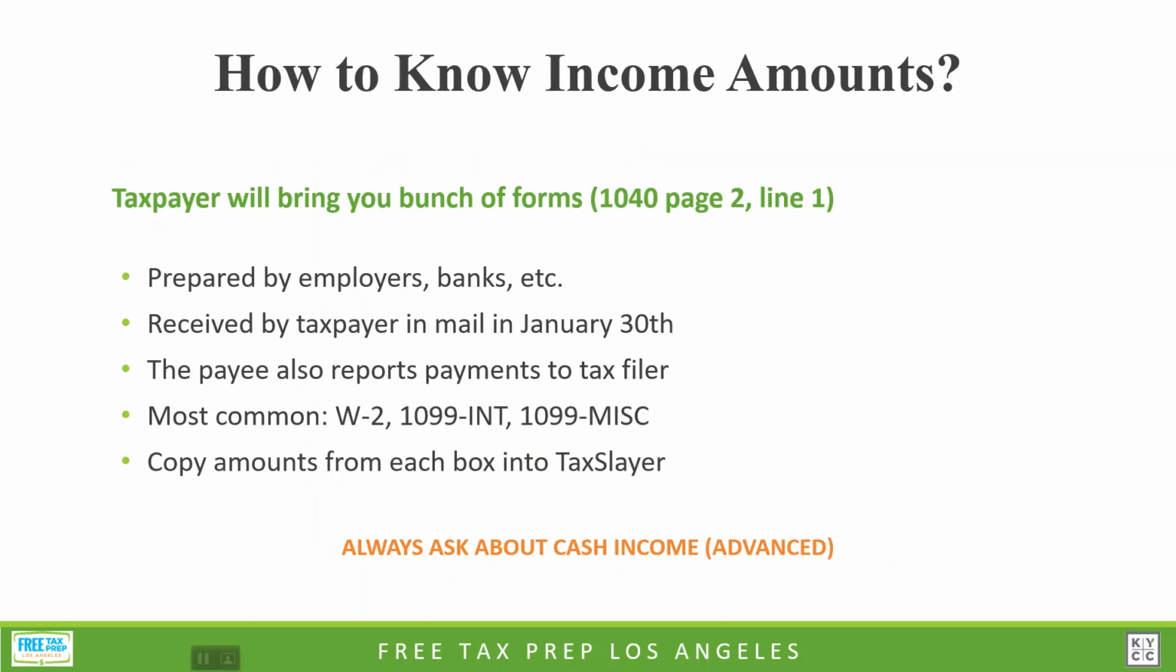So how to know income amounts? Well, a taxpayer will bring you a lot of forms when it's their tax appointment. And these forms are usually prepared by the employers, banks, and other government agencies. The taxpayer will receive these forms in the mail around January 30th. But the most common that you will see are the W-2s, 1099 interest, and 1099 miscellaneous or NECs as well.